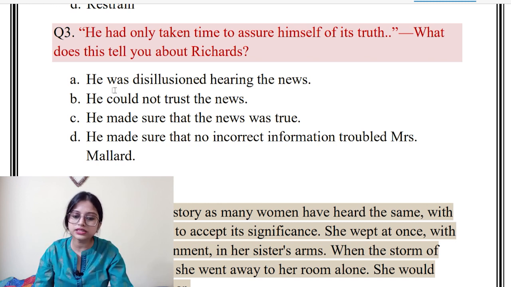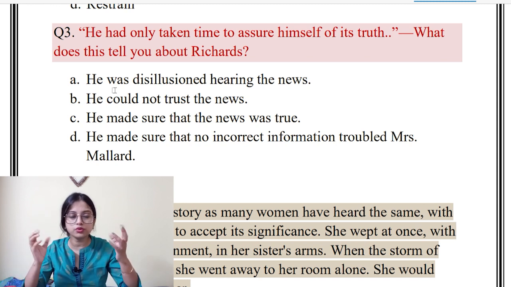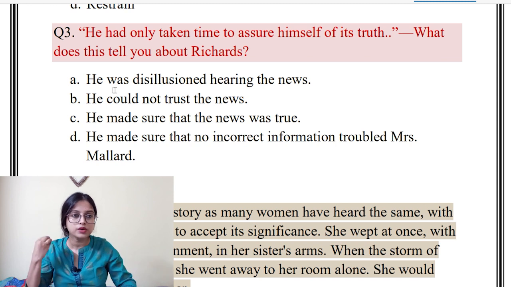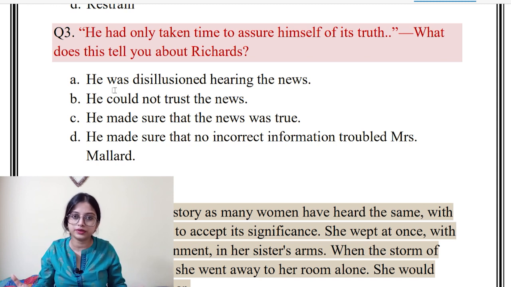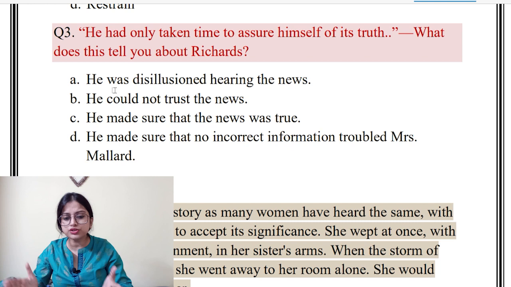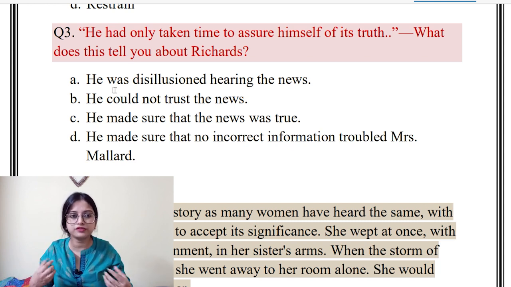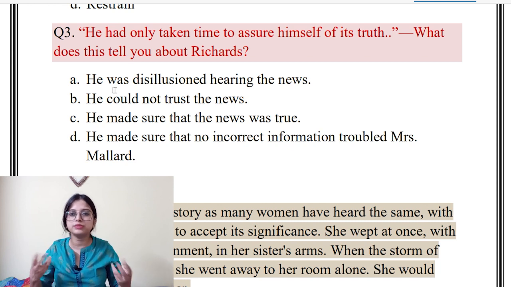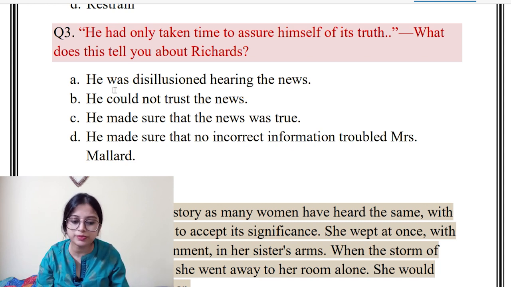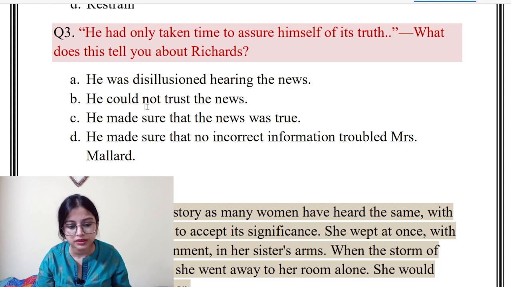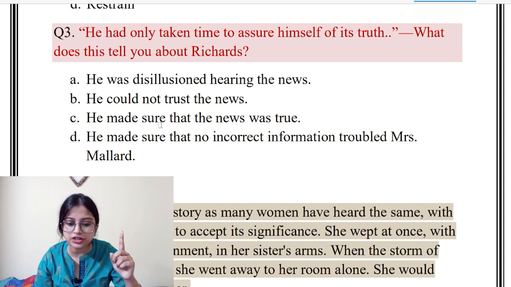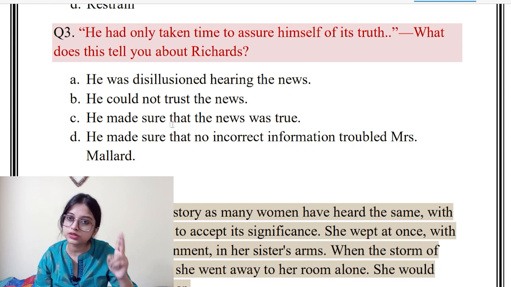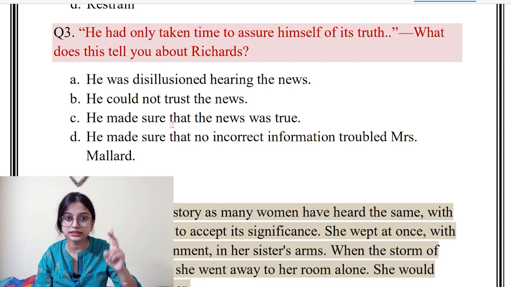Alright. So he was disillusioned hearing the news. See, the word disillusion means what? That you have heard something and you could not believe it. It's like something which you had never expected has suddenly happened. Okay, so disillusioned is not the right word in this situation. Disillusion means maybe I have trust in you and you break my trust and I am disillusioned. So this is not right. Number B, he could not trust the news. Okay, this is partially correct. He made sure that the news was true. This is also correct.